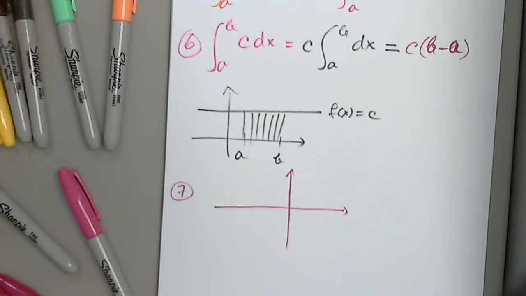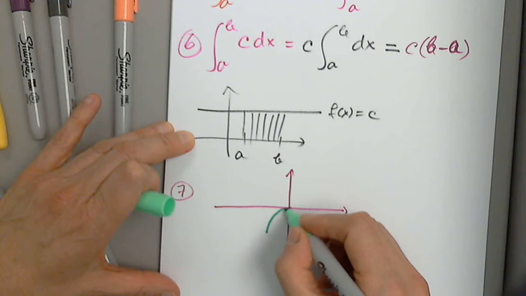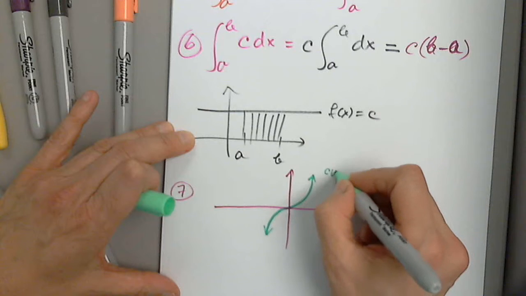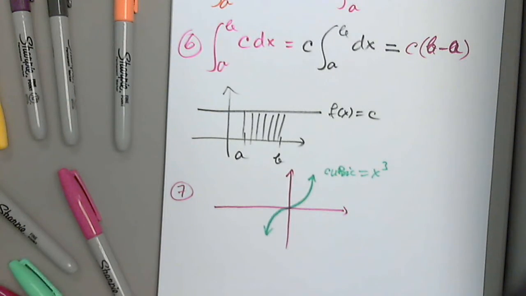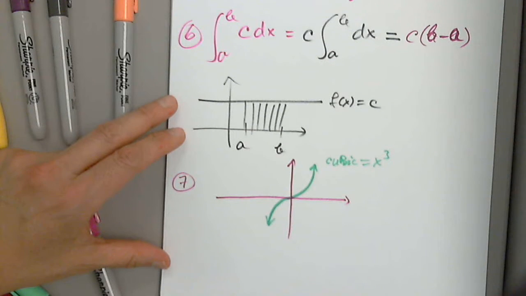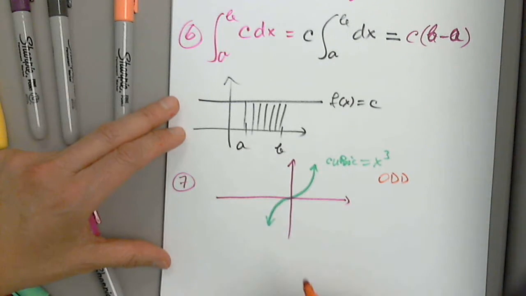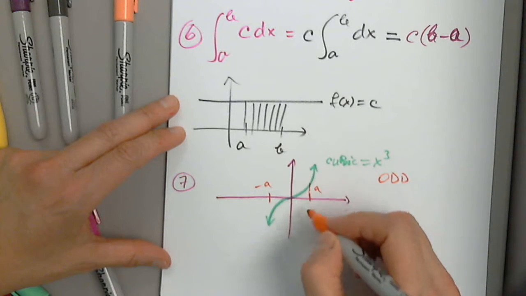I'm going to graph a function and you'll tell me what type of function this is. Awesome. It is cubic, or x cubed. Very good. What type of function is x cubed? A cubic function, a polynomial. We know something very important about it. No reflection. It's symmetric with respect to the origin, so it's an odd function. Good. So this is negative a, and this is a.